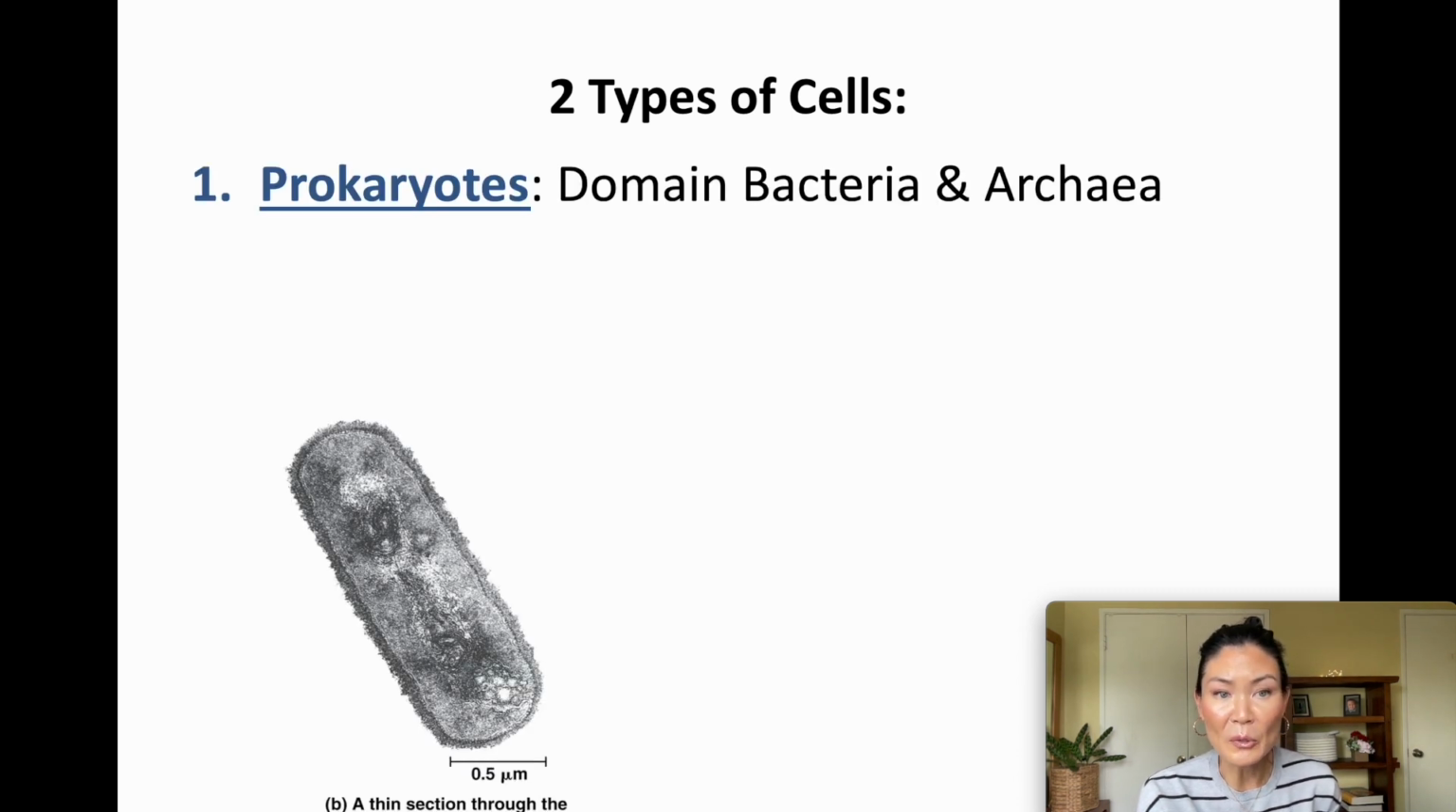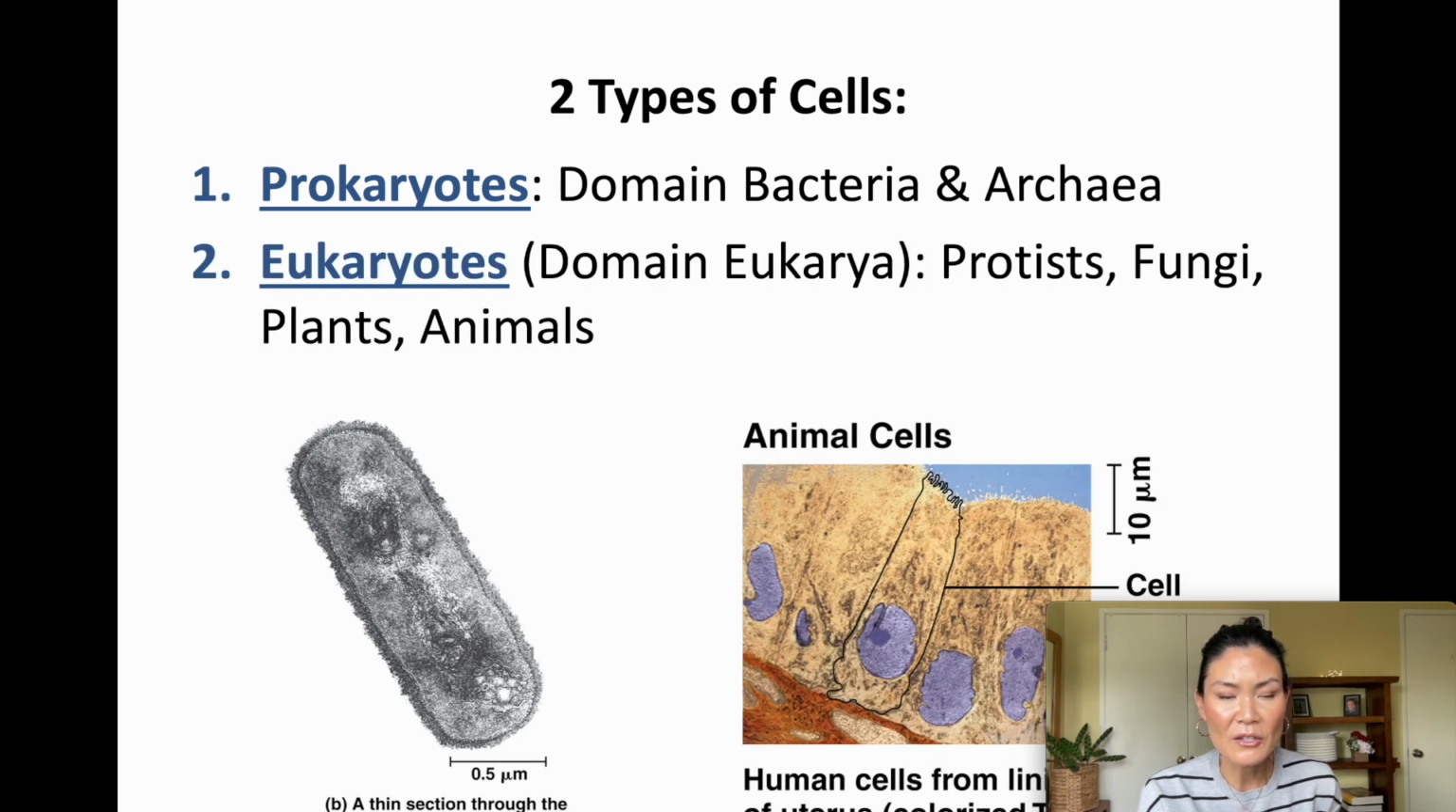All right, so there's two types of cells that you can find on our planet. You first have prokaryotes, which are domain bacteria and archaea, and then you have the eukarya or eukaryotes, which are found in domain eukarya, which include protists, fungi, plants, and animals. Okay, there's three major domains of living organisms. You have bacteria, archaea, and eukarya. Those are the three big groups of organisms found on our planet.